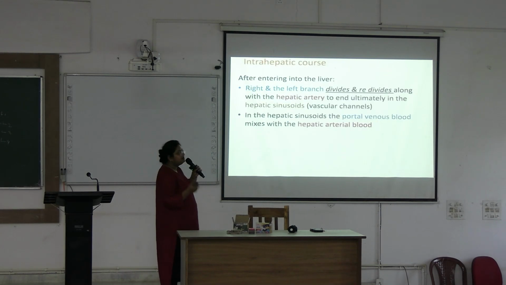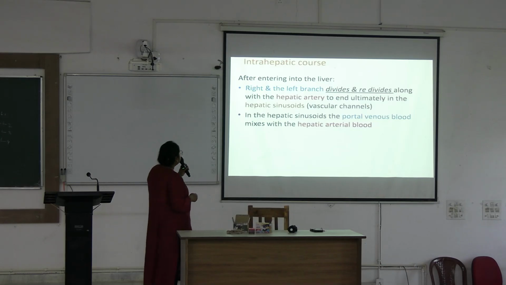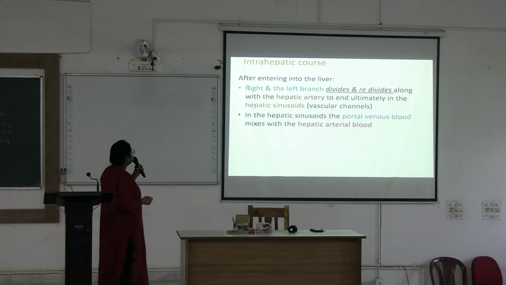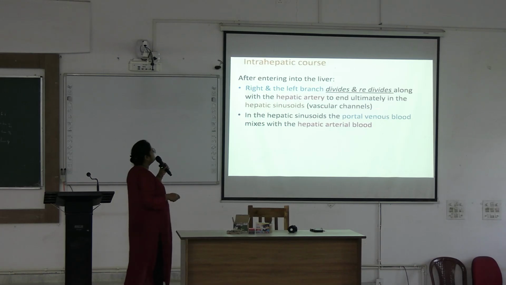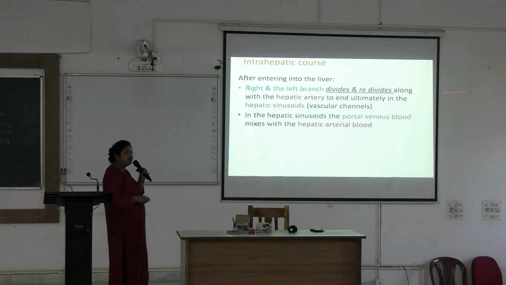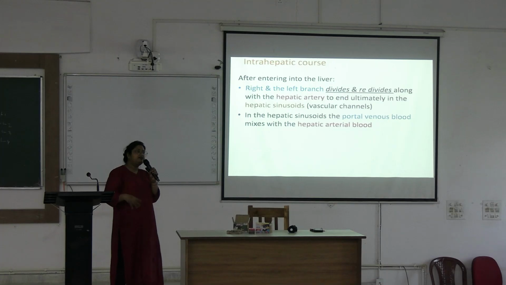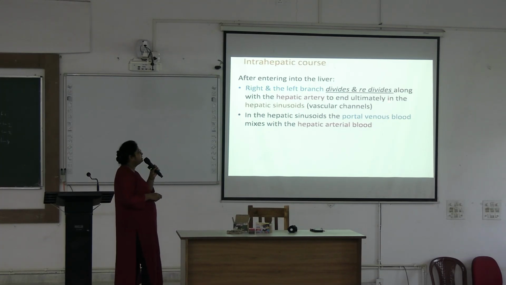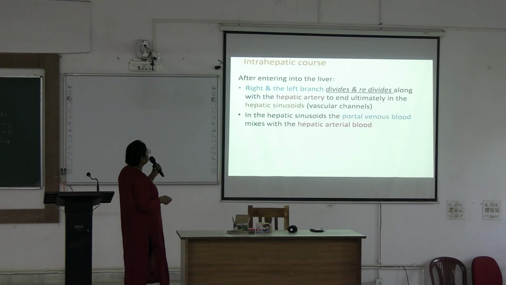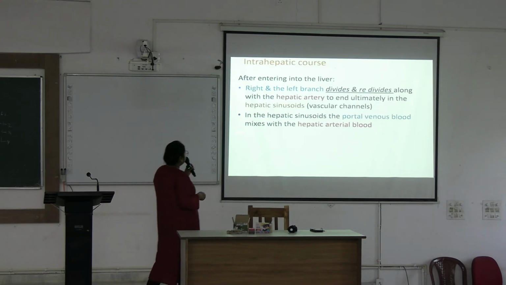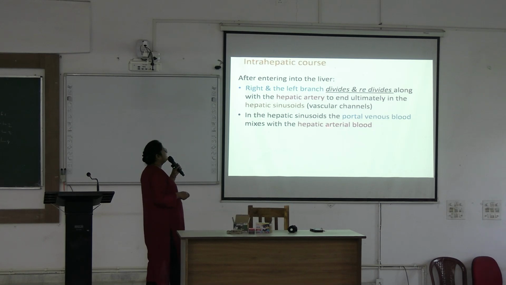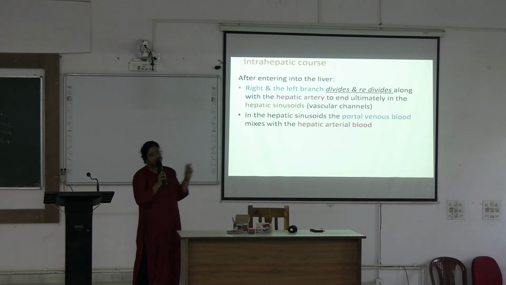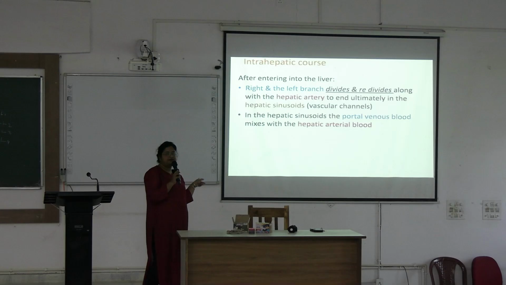Next, we are going to the intrahepatic course. So, after entering into the liver, the right and the left branch divides and redivides along with the hepatic artery. Multiple tree-like branching will be there to end ultimately in the hepatic sinusoids. These are vascular channels. And in the hepatic sinusoids, the portal venous blood mixes with the hepatic arterial blood. Almost 60% of blood supply of liver is coming from this portal vein. Okay, and the rest 40% coming from the hepatic artery.